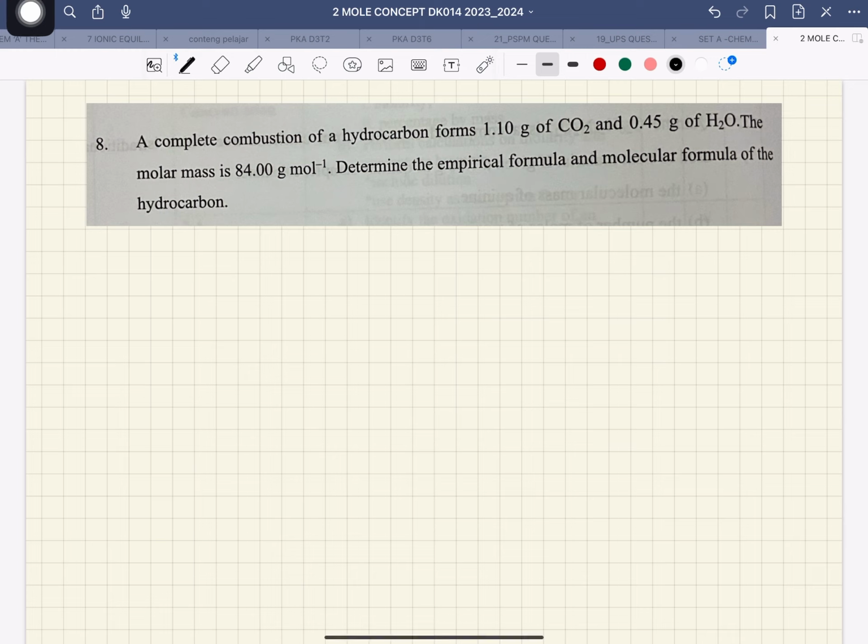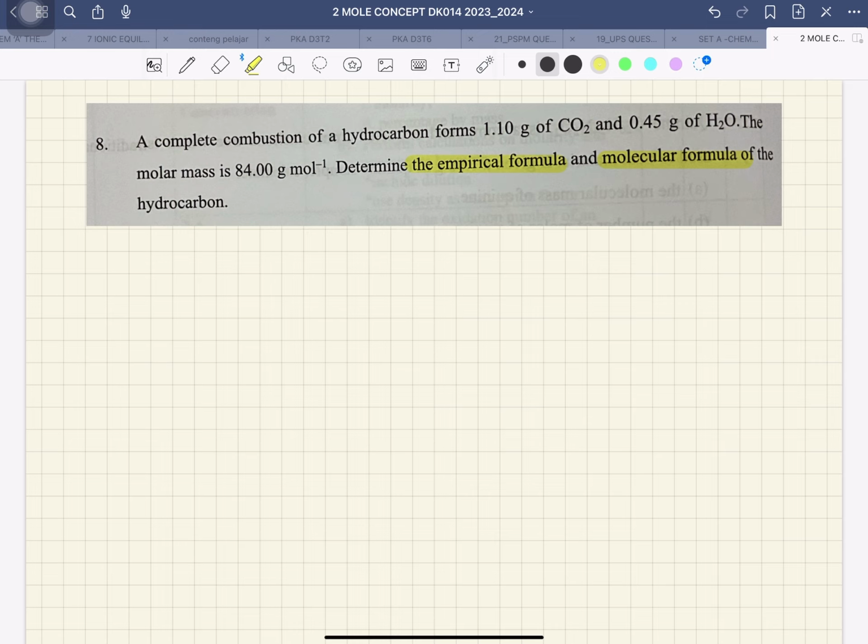Okay, so let's discuss this question. A complete combustion of a hydrocarbon forms 1.10 gram of carbon dioxide and 0.45 grams of water. The molar mass is 84 gram per mole. The question is, determine the empirical formula and molecular formula of the hydrocarbon.